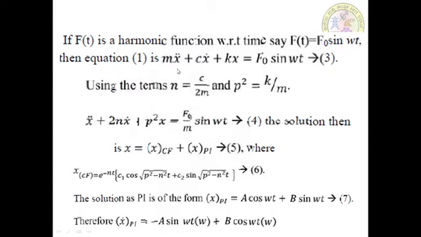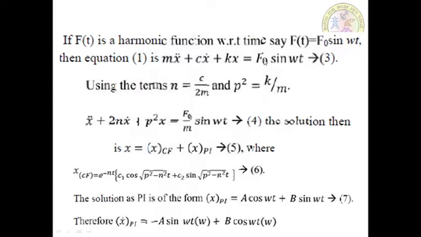Now in equation number 1, you can put F equal to F naught sine of omega t. That is equation number 3. Now using the terms, n is nothing but c by 2m, and p square is equal to k by m, where p is nothing but the natural frequency.